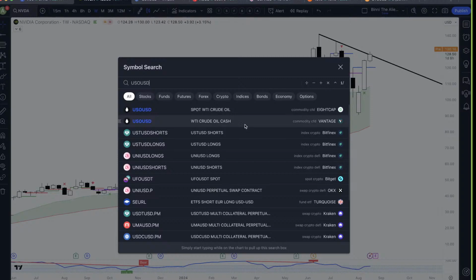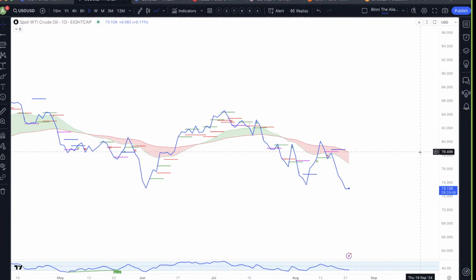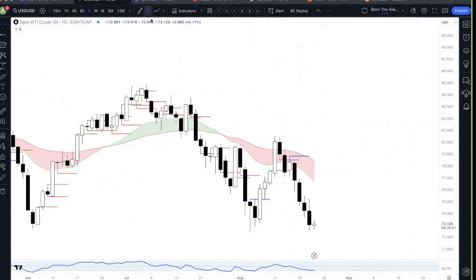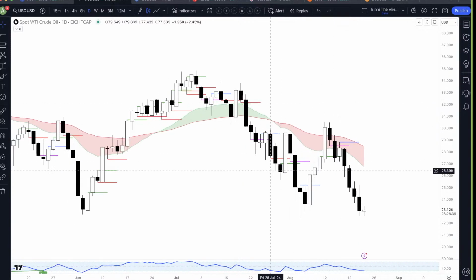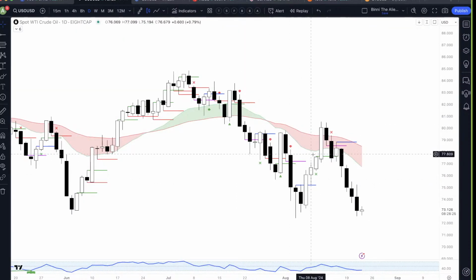So this is oil. I want to show you oil that has a red color here. I'll just show it to you, where trading with the trend is so much more profitable. Just give me a minute. Okay, here we go. So this is green. We do have a green color here and a green color here.